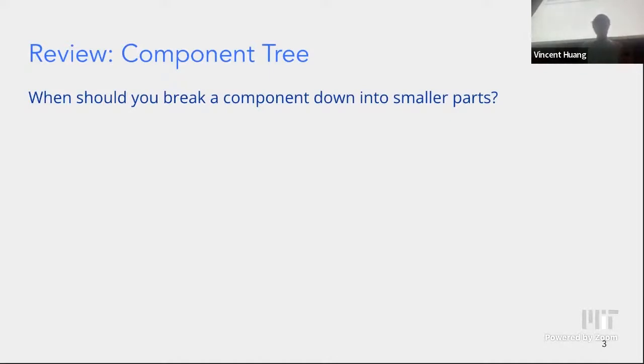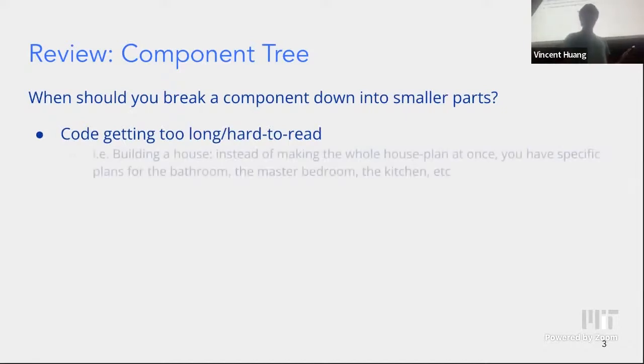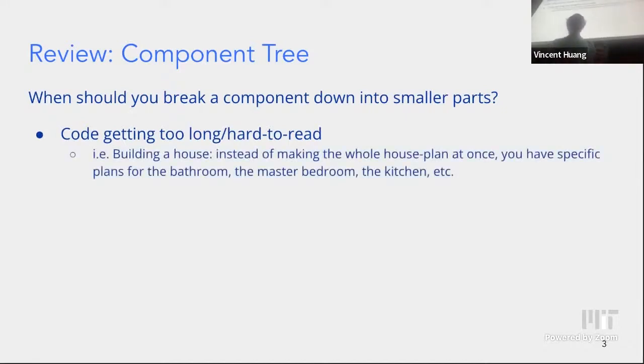There are several good indicators of when you might want to break a component down into smaller parts. The first one is if you have a really long code file and it's getting hard to read. In that case, you probably want to split it up into separate components. Think of it like designing a house: you don't want just one file with the entire house plan, because then if you want to change some details, you have to look through the entire file and it's really hard to find the one thing you're trying to change. Instead, you want separate plans for the rooms, the floors, and so on.